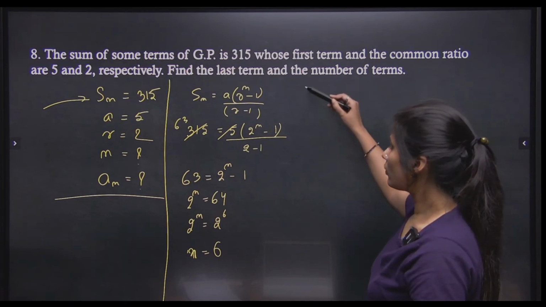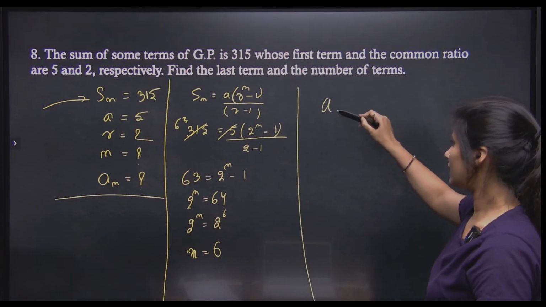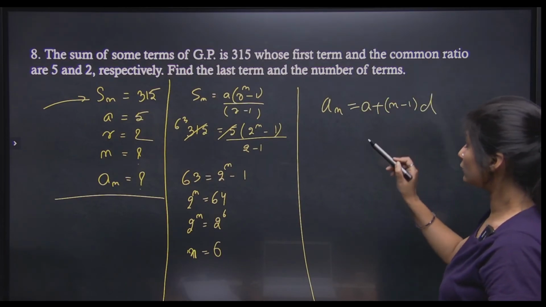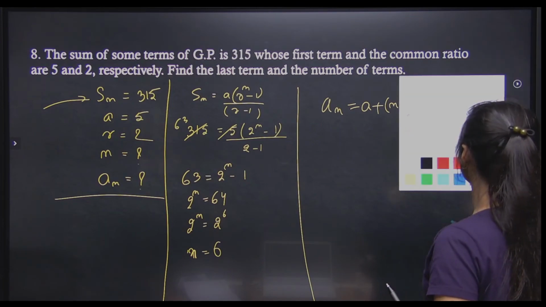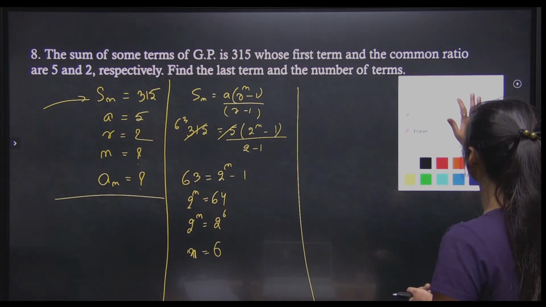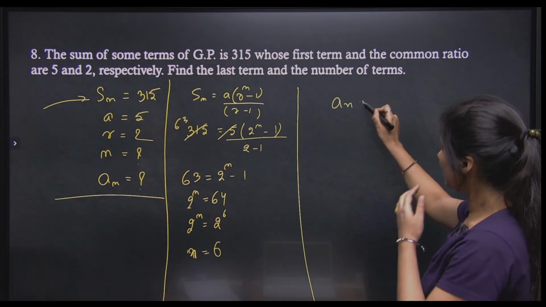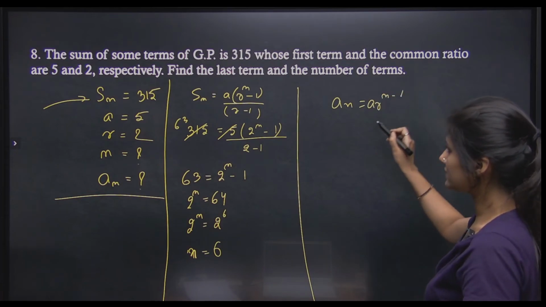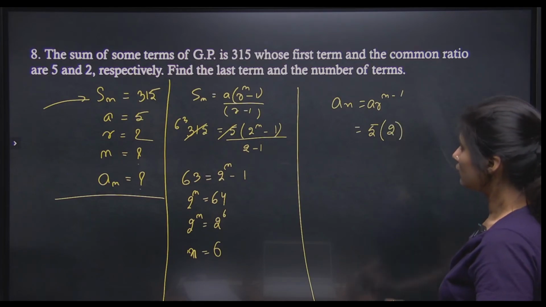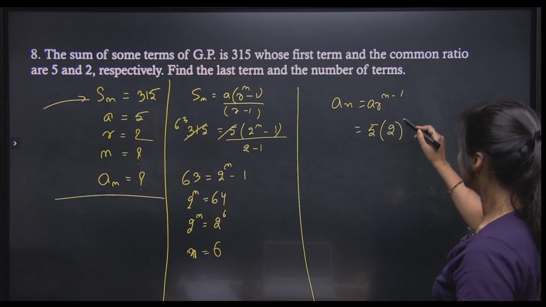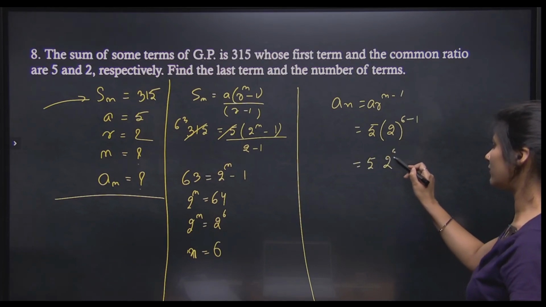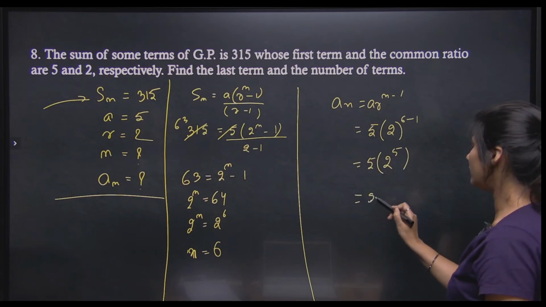Now you have to find the value of an. So an is nothing but a plus (n minus 1)d. Oh sorry, it's a GP, I'm sorry. So nth term is a r^(n minus 1). What is a here? 5. What is r here? 2. What is n? n is 6. So it is 5 into 2 to the power 5, or you can say 5 into 32.